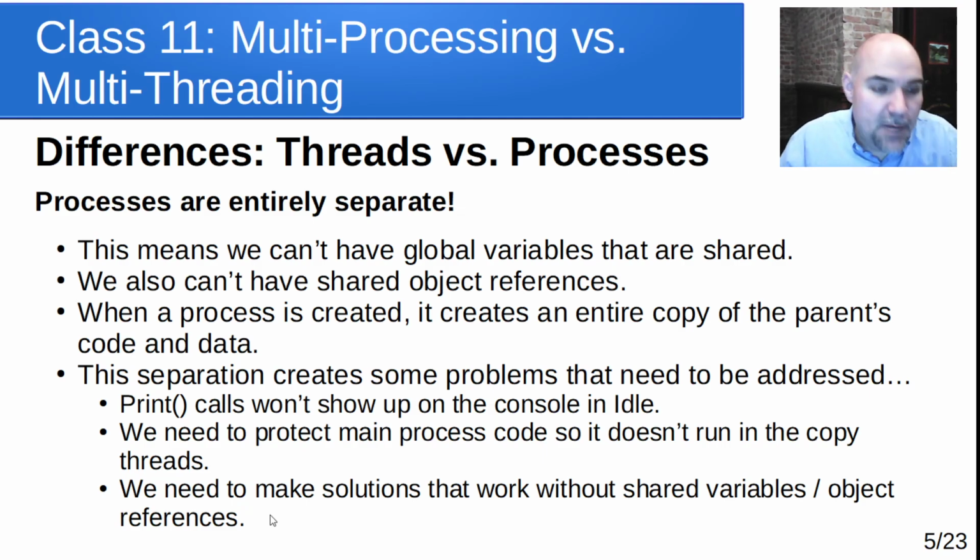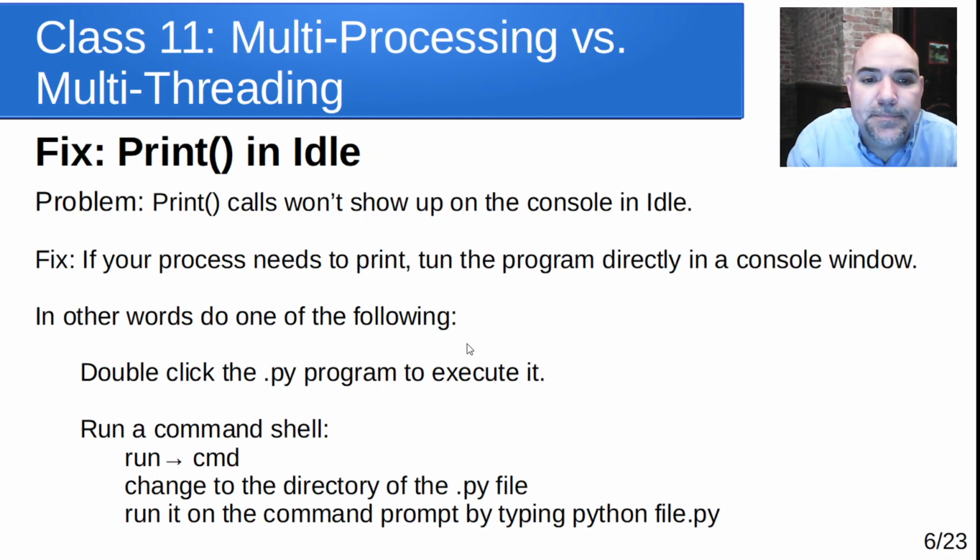Also, we need to figure out how to make those things cooperate or communicate or synchronize without using shared variables and/or shared object references. And that means we have to work a little bit differently than we do with threads to truly take advantage of multiple cores in the CPU.